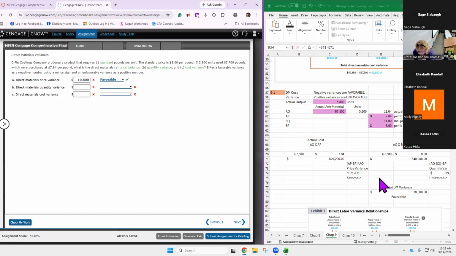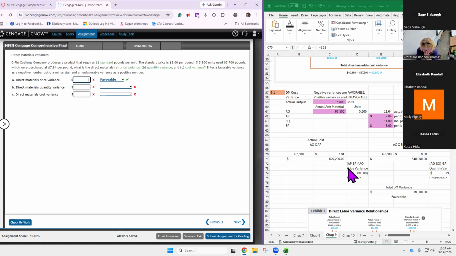Nope. Okay, so let me see what I've got here. Standard price is 8. Yes. It costs $7.84. Yes. Okay. We made 5,800 units. Okay, I'm going to come back to that. Just a second.